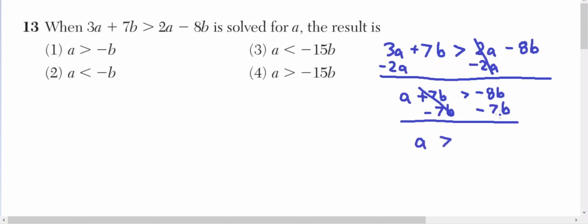So you've got negative 8 of these objects, and you're taking away 7 more of them. So you could think of that as, if you're $8 in debt and you borrow 7 more, then you have a combined debt of 15. So the debt is indicated by negative, the total debt, and then the object that you're in debt with. So a greater than negative 15b. So altogether, that means for question 13, we want to pick choice number 4.